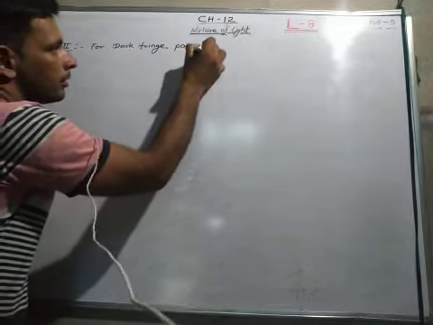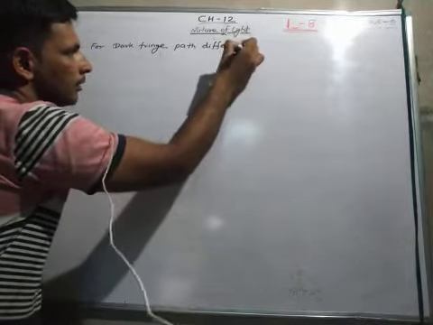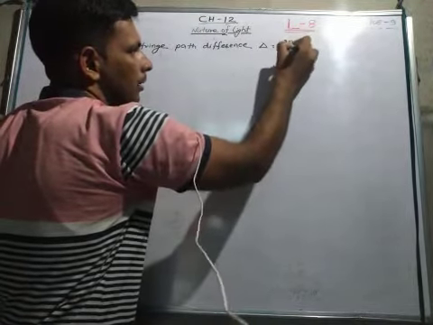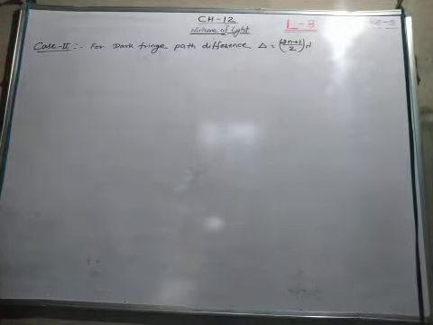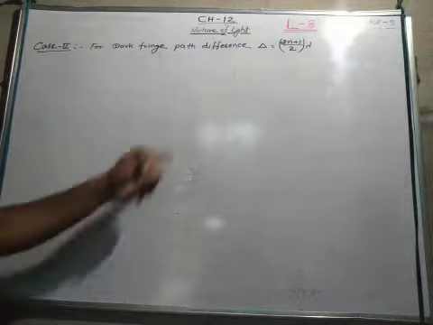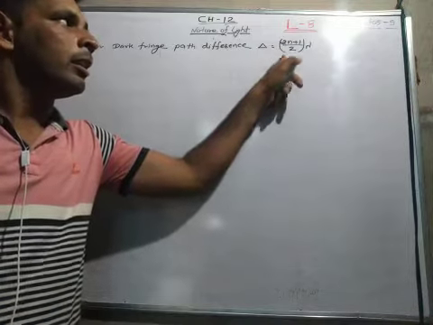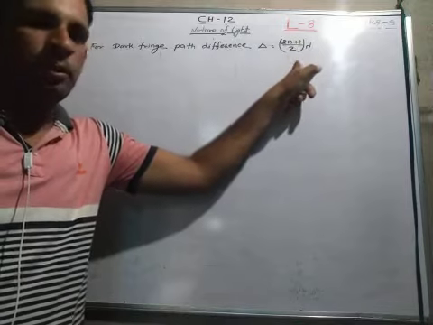Path difference delta is equal to (2n plus 1) by 2 lambda, because dark fringe is made by destructive interference, and the path difference for destructive interference is an odd multiple of half wavelength. This is the formula: (2n plus 1) by 2.